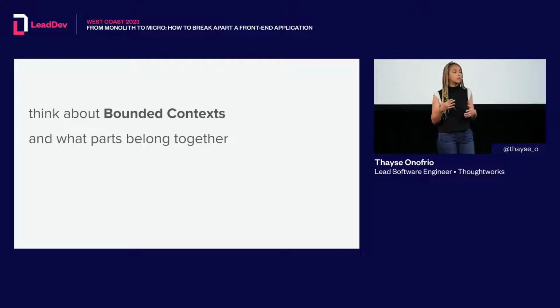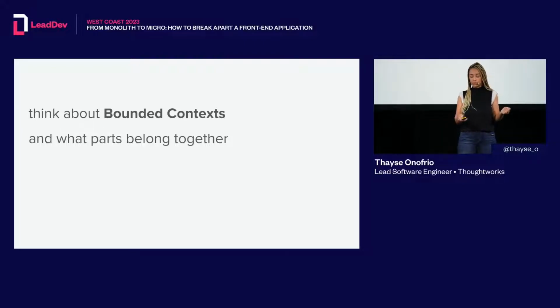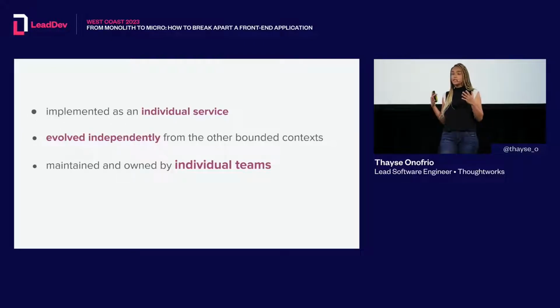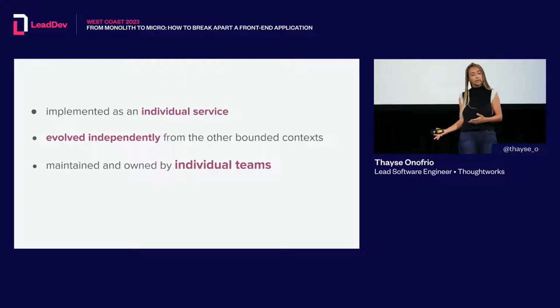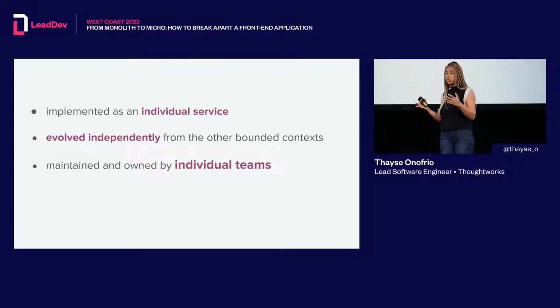So we can use the domain-driven design, DDD concept of bounded context for that. So the bounded context is a way for us to define physical and ownership boundaries. And each bounded context should be implemented as an individual service. It should be evolved independently from other bounded contexts and maintained and owned by individual teams, which is basically what we want to achieve here. And for bounded contexts, even if each one is separate from each other, they should work together to create a system. So basically what we want.